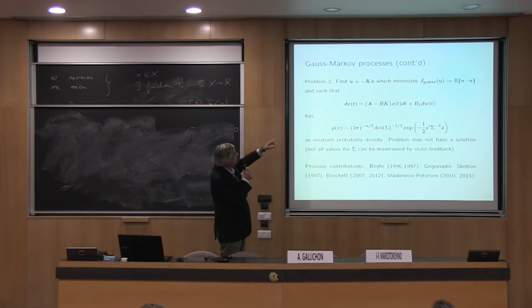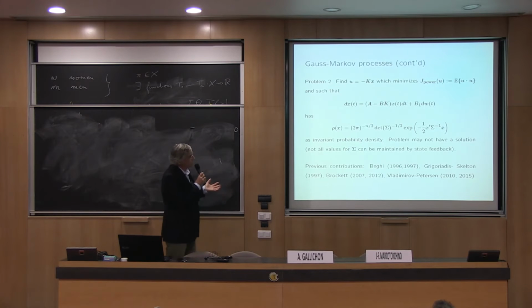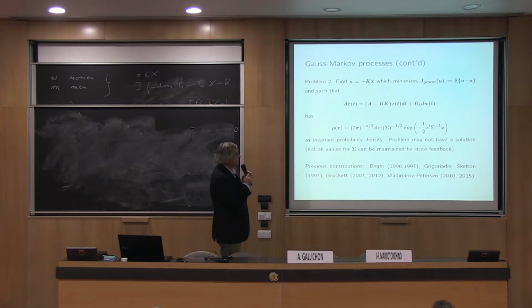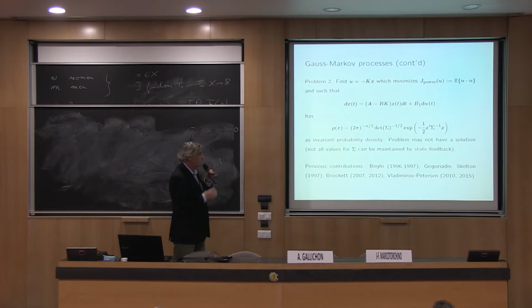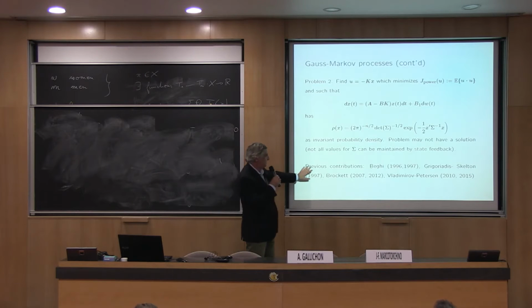So now we take a constant feedback control. We want to minimize power, and in such a way that the resulting equation will have this as invariant density. And you can show that this problem does not always have a solution. Not all values of sigma can be maintained.